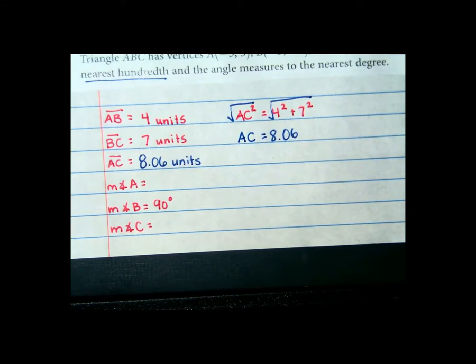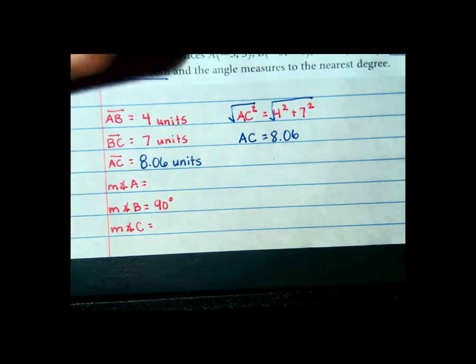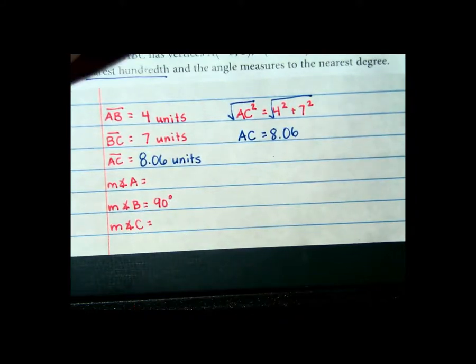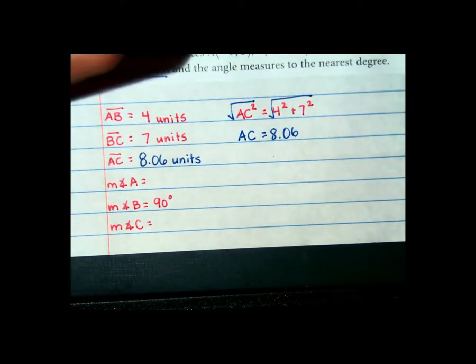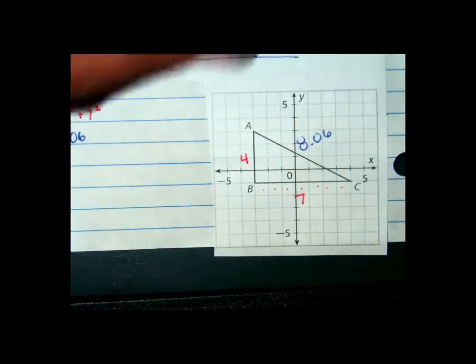That's where I'm probably going to need some trig. Now, something we don't want to do. If we're looking for A or if we're looking for C, we do not want to use 8.06. Do you know why? It's not exact, it's rounded. We want to use the values that are exact. So I'm going to scoot over here. We're going to find A first just because it's alphabetical first.